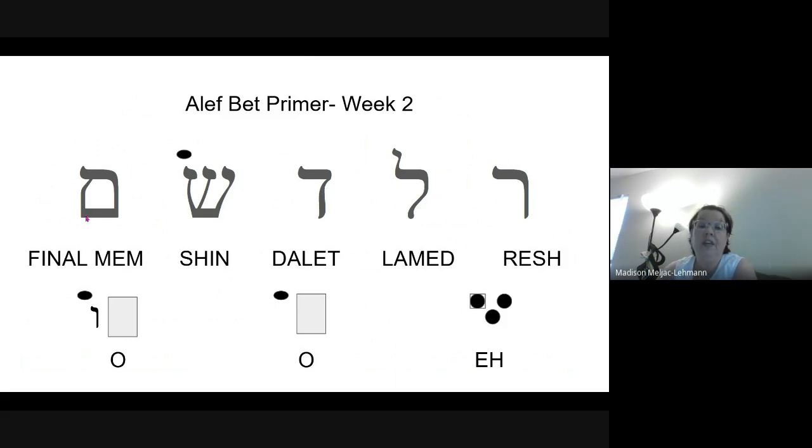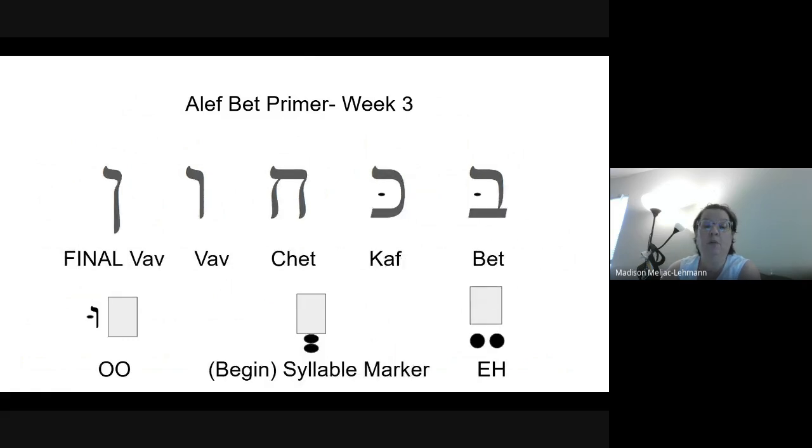And all these sounds make the sound of the letter. So ra, la, da, shin. This is a little bit different. The dots on this part of the crown, and mem. Okay. Now, go up. Yep, week 3.